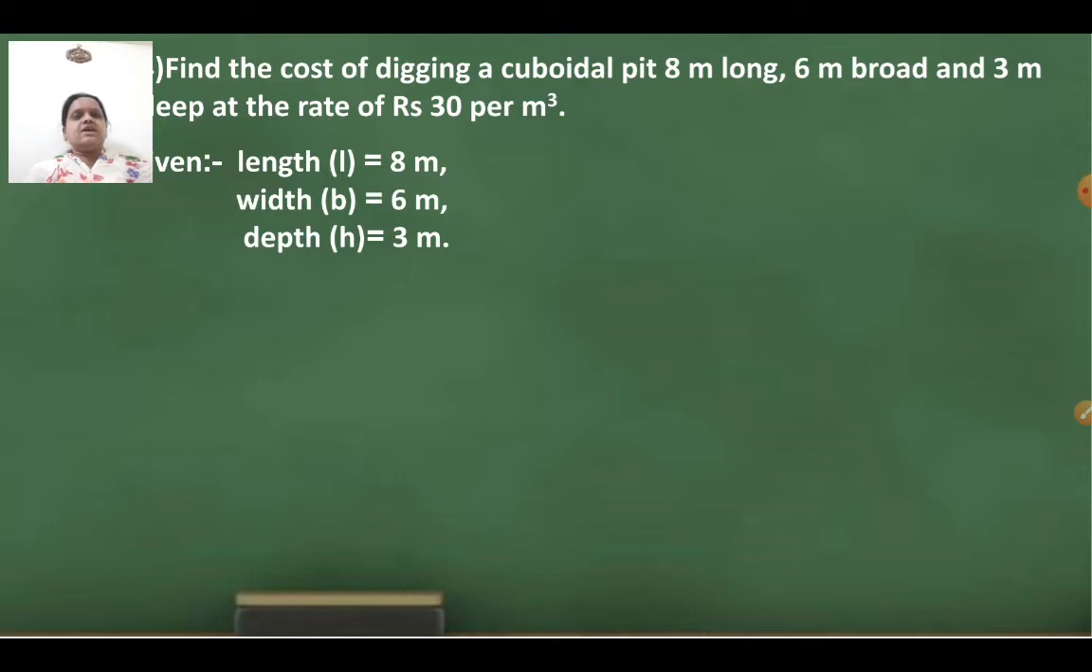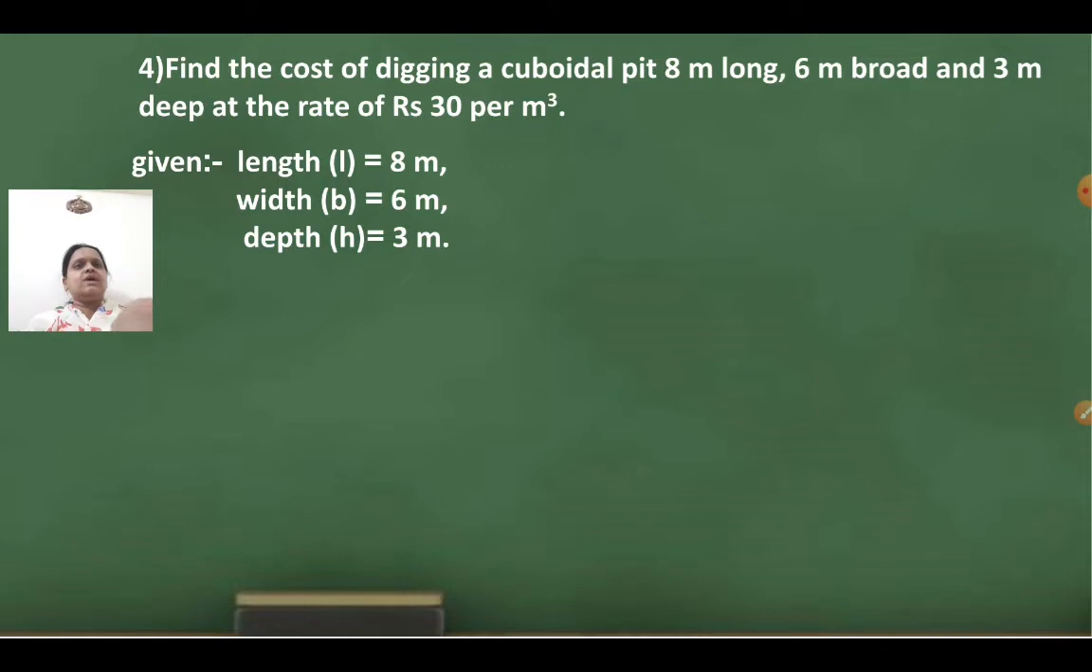So first we will write the given part. The formula is length into breadth into height, but the given part is L equal to 8 meter, breadth equal to 6 meter and depth, that is height, equal to 3 meter.